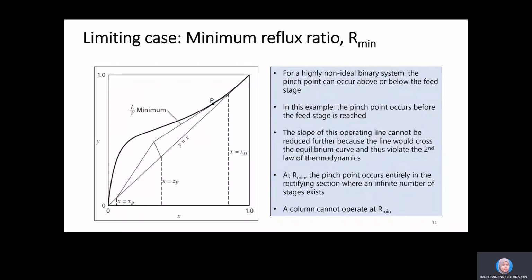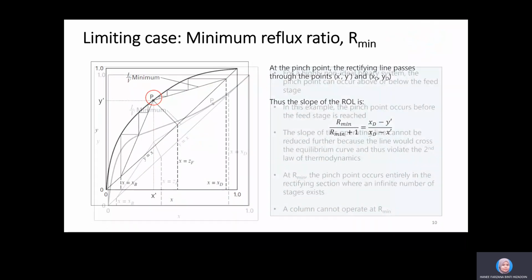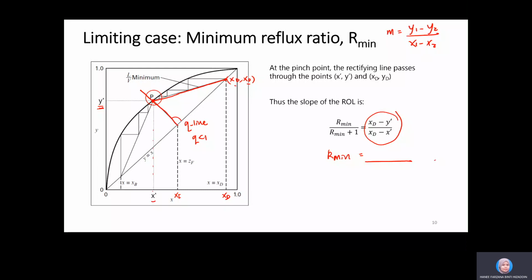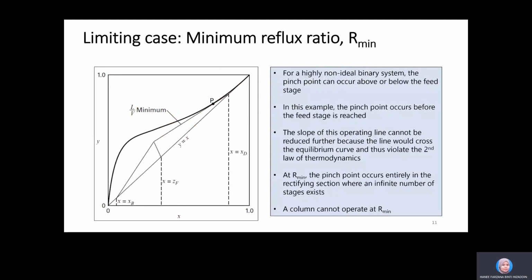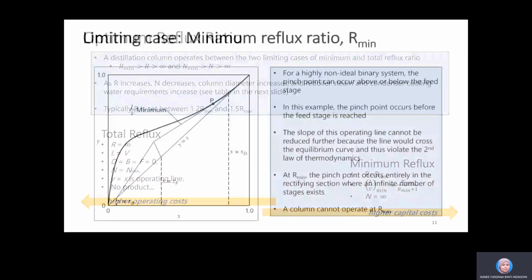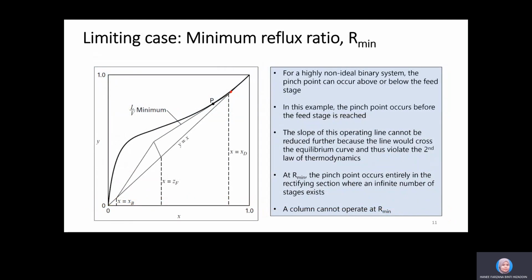So, limiting cases. This is for a highly non-ideal binary system. If you compare this VLE curve with the one that we saw here, that one is a highly ideal binary system, but this is a highly non-ideal binary system. This is like ethanol-water, where you have an azeotrope, for example. This is the only limit to which you can separate the mixture, because beyond that you cannot separate them anymore since they have the same compositions already, like an azeotrope. So let's have a look at a highly non-ideal binary system.